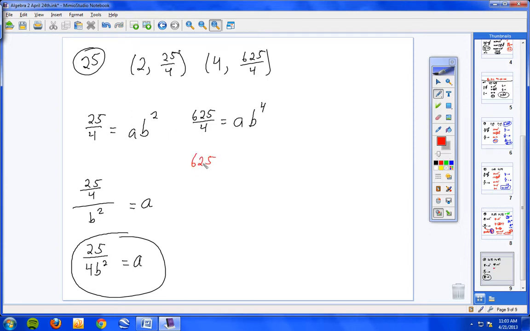So 625/4 equals, and then for a I'm going to put 25 over 4b squared times, and of course it's b to the 4th power. I can in a second do some simplifying. Now I can't simplify the left side. I'm going to solve for b now. I want to solve for b, and I cannot simplify the left side. 625/4 stays 625/4.